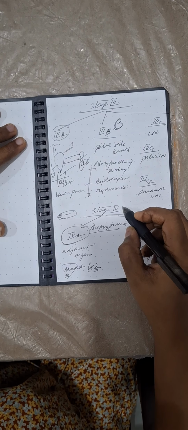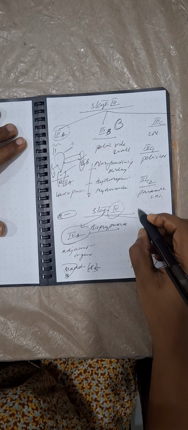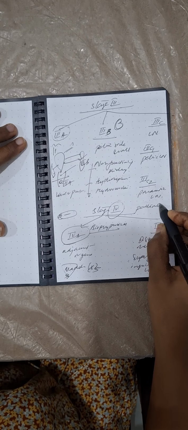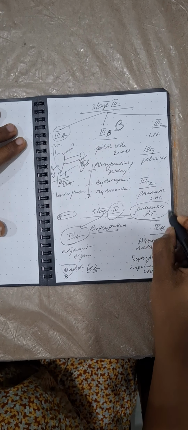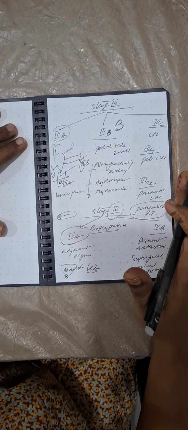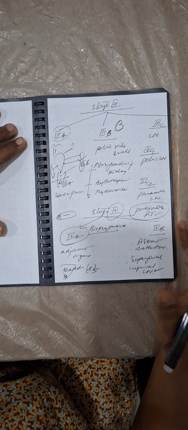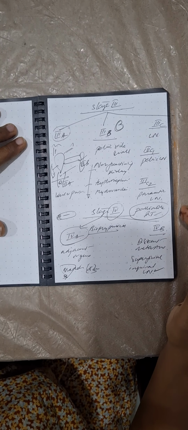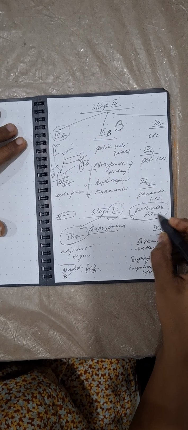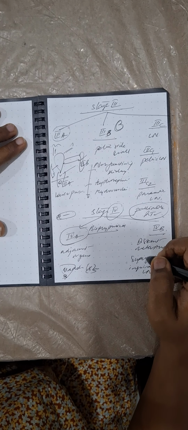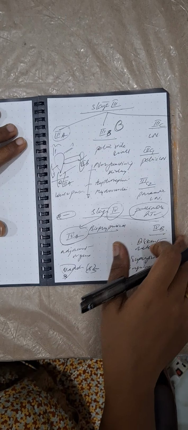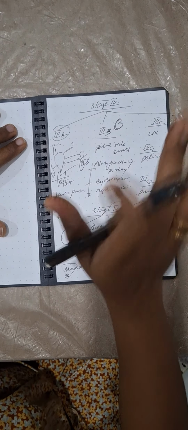Mainly in case of stage 4, there is a term called palliative radiotherapy. What is it? Palliative radiotherapy. That means they're already stage 4, the last stage. So we'll give radiotherapy for them for a few years so that they can live without any symptoms. Okay. So for that we'll give palliative radiotherapy. That's it. So in stage 3 also we'll give chemoradiotherapy.